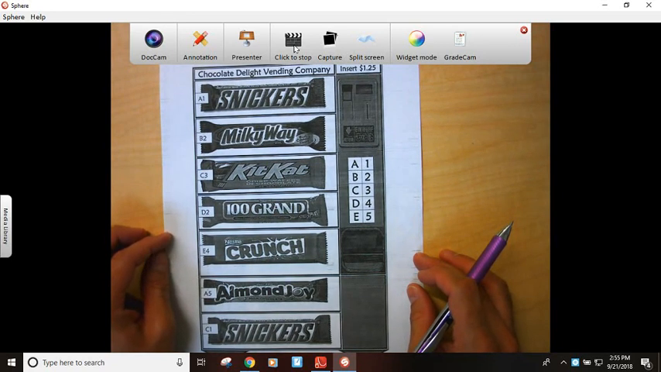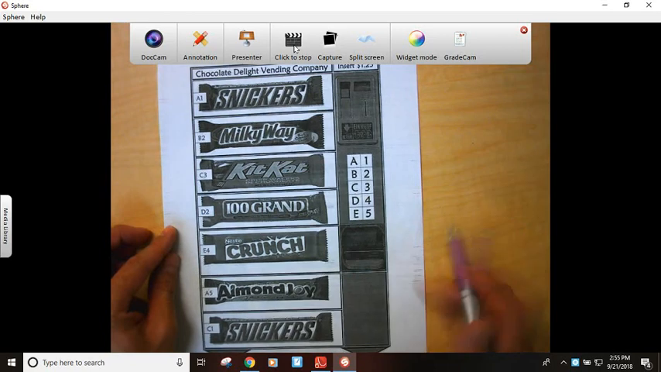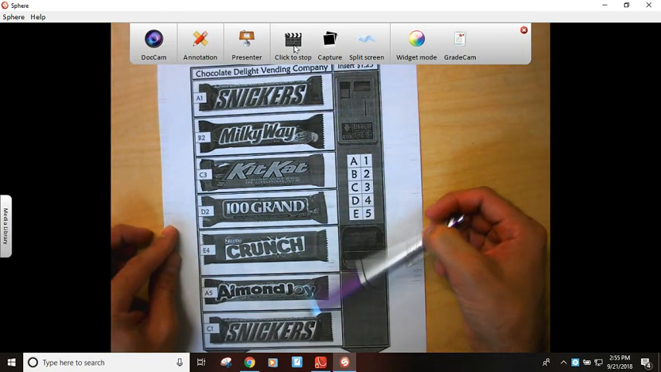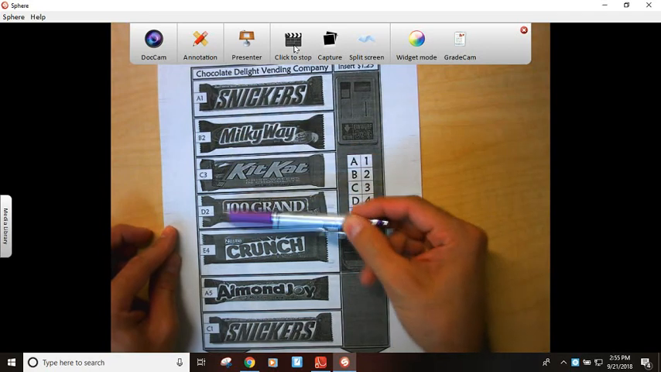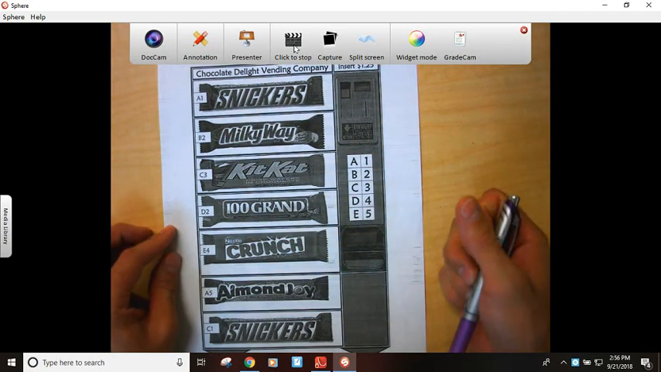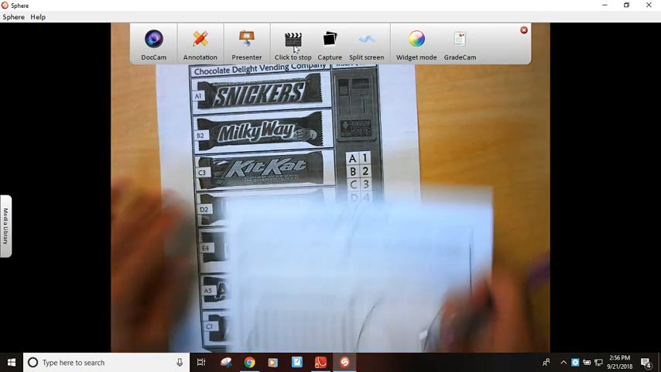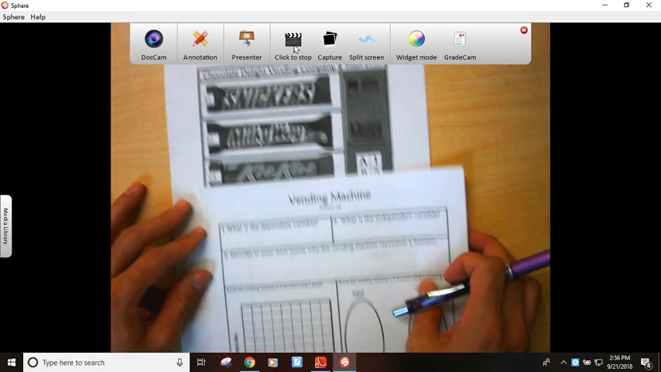Alright, so here is a vending machine, and the vending machine has different candy bars in it with different buttons to push to get that specific candy bar. So we need to look at some definitions.